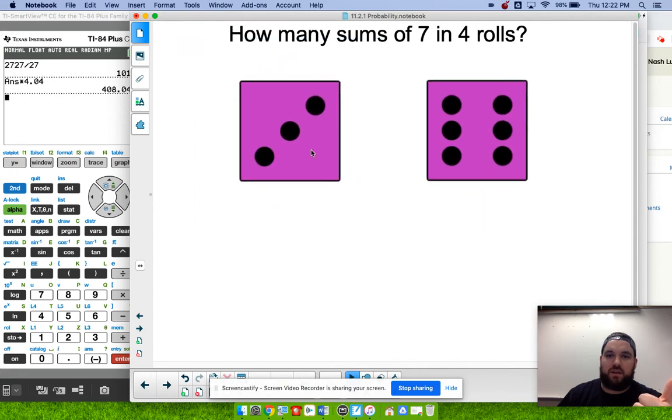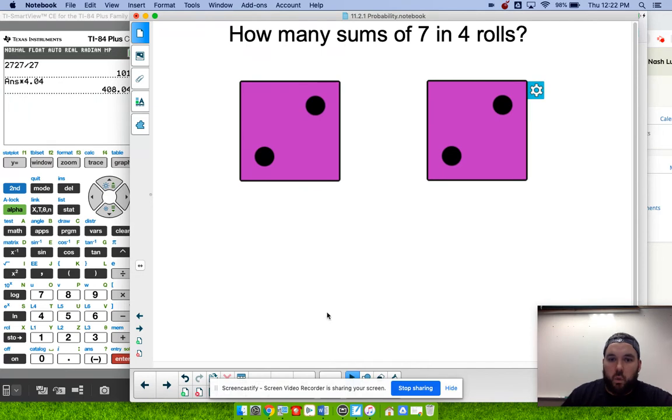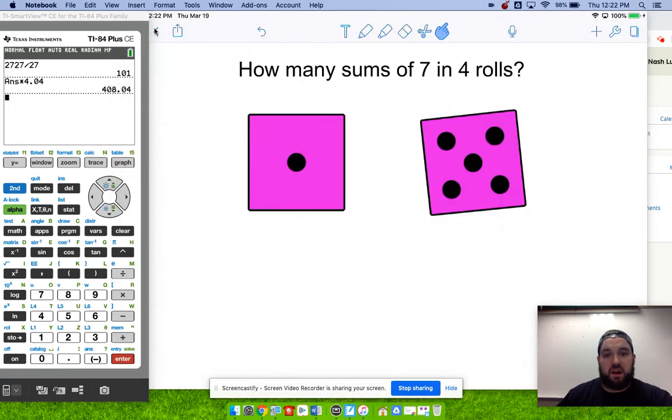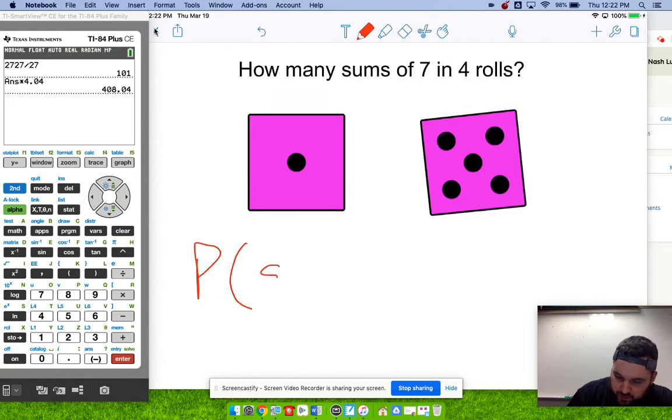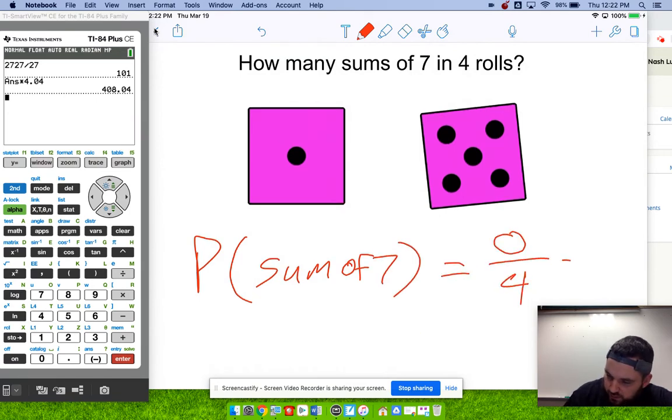Spin 3, I get another 9. And spin 4, I get a 4. So what was our experimental probability of rolling a 7? The probability that the sum was equal to 7 is 0 out of 4. That math is easy. That's just equal to 0. So that was our experimental probability.